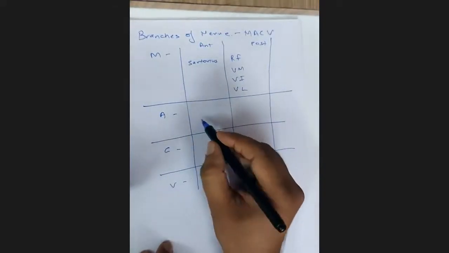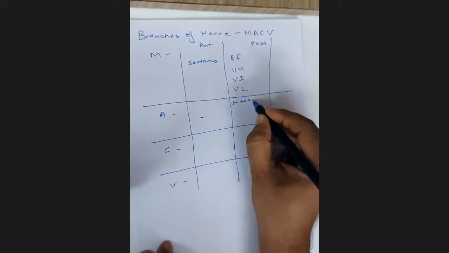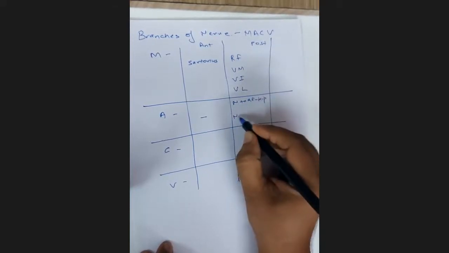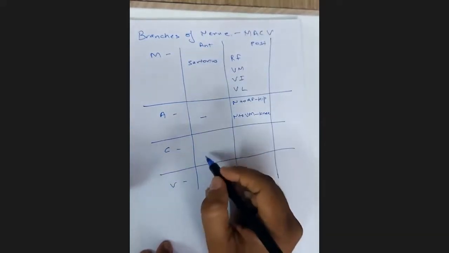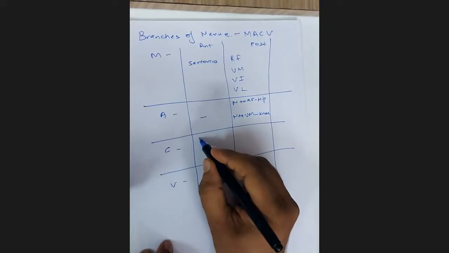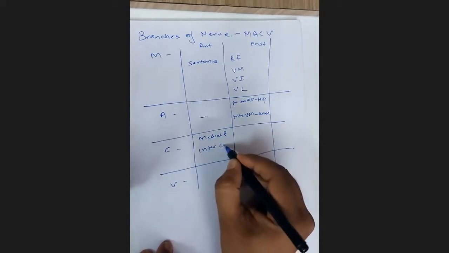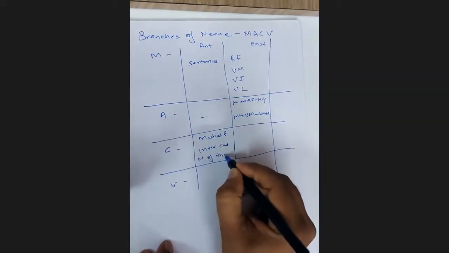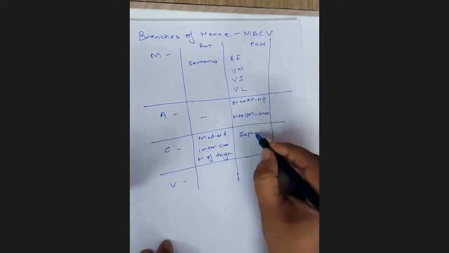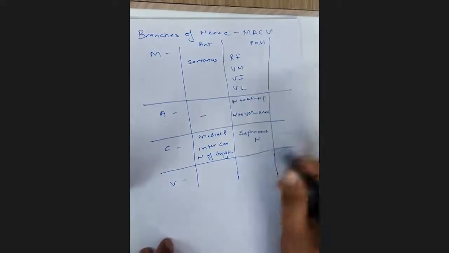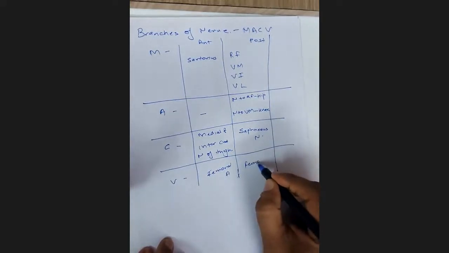Articular branches from the anterior division are nil. From the posterior division, nerve to rectus femoris supplies the hip joint, and nerve to vastus medialis supplies the knee joint. The cutaneous branches from the anterior division are the medial and intermediate cutaneous nerve of thigh, and saphenous nerve is the branch of the posterior division. Vascular branches from both go to the femoral artery.